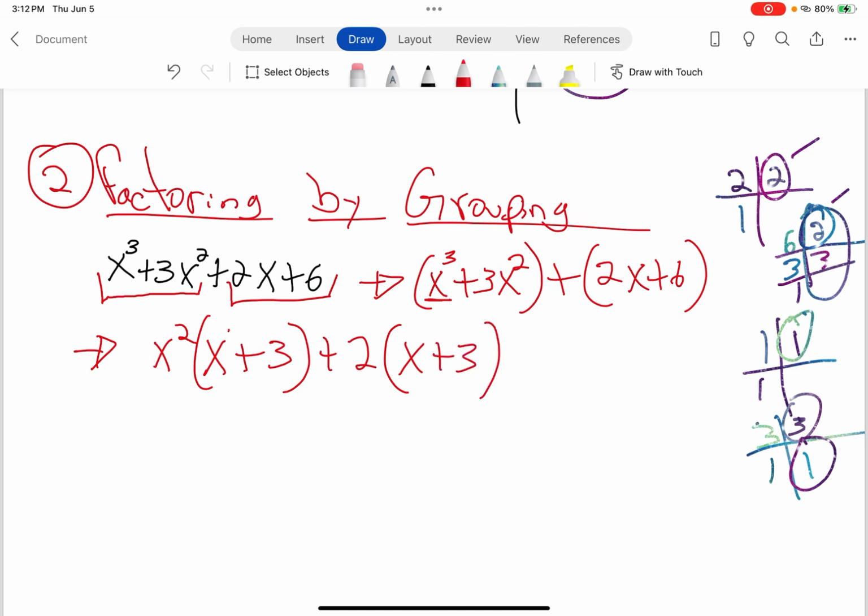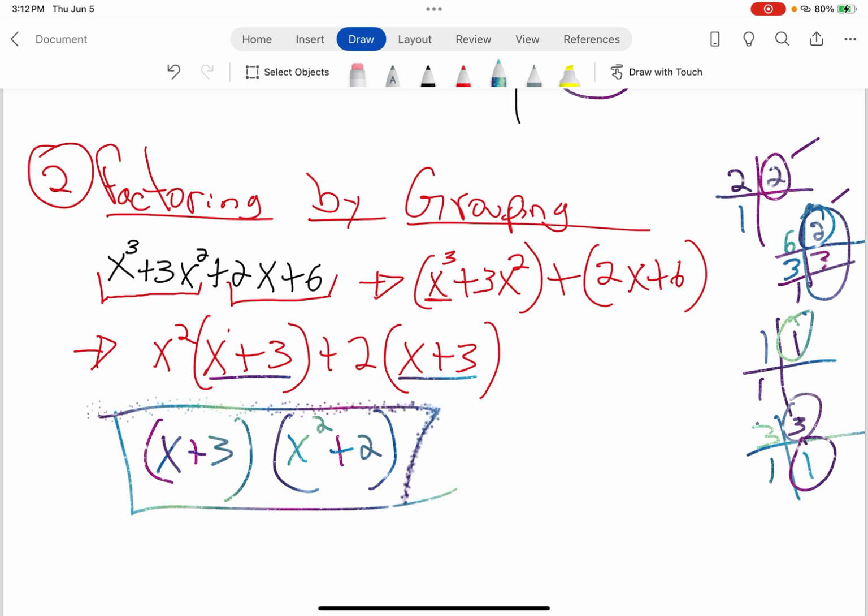So you got this. As you have here and here the common part, you are able to write this as a factor. So this is the first factor, and then times the second factor will be x squared plus the 2, and this is your answer. This is your final answer for this problem.